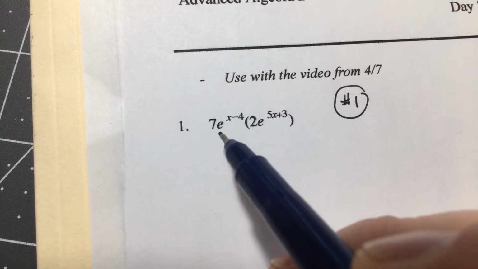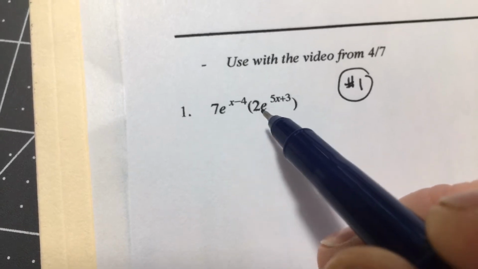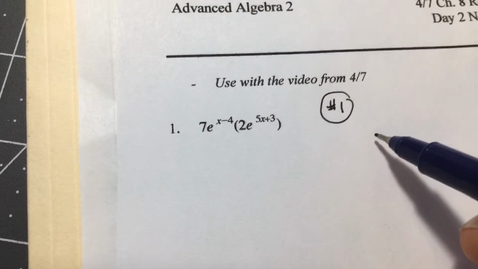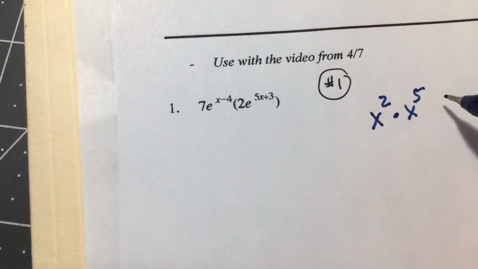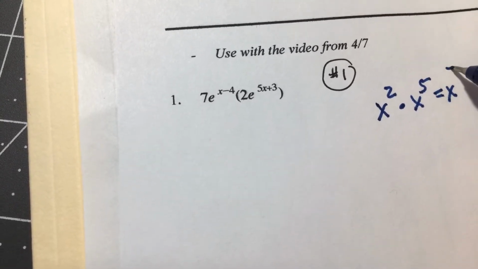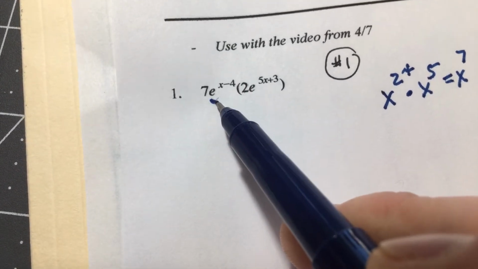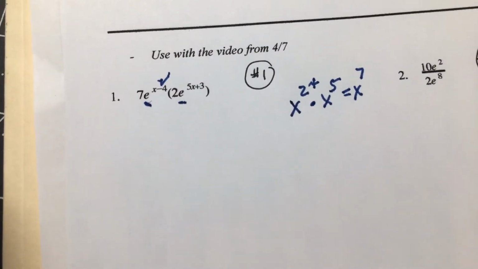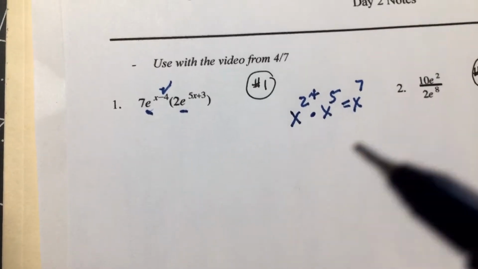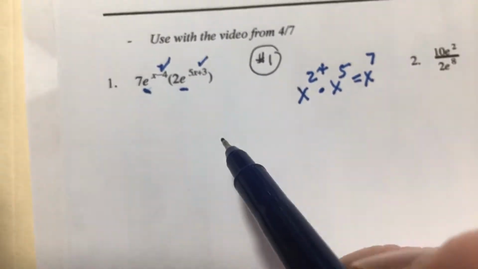Okay, we have this variable e that we can treat just like if it were an x. And we know that if we have x's that we are multiplying together, we add those exponents. We would do the same thing here with these two e's. We would just take this x minus 4, might not be in focus here, that looks a little better, that x minus 4 and that 5x minus 3.